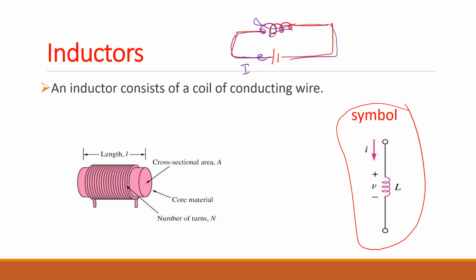Are we good? Okay, now under the DC condition, when it is fully charged, your current will be constantly flowing. So it's like a short circuited path. When it is fully charged or fully discharged, the current will be a constant, so it is like a short circuited path. In the capacitors, what happened when it is fully charged or fully discharged? It was an open circuit. But the inductor is a short circuit. So that's one difference. Are we good? Okay.